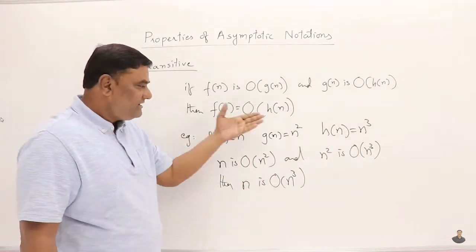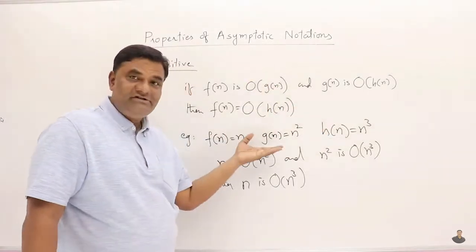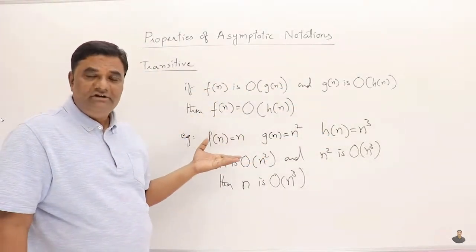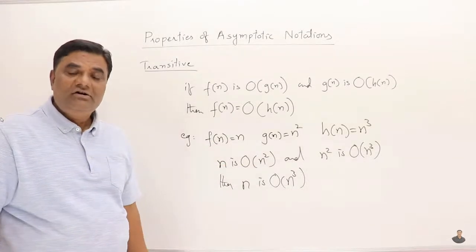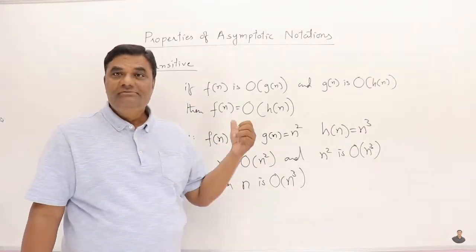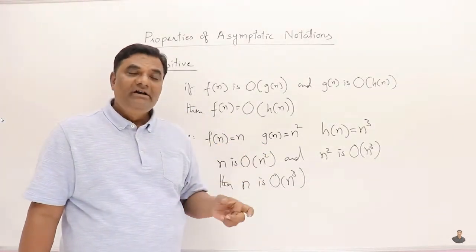So when g of n is an upper bound for f and h is an upper bound for g, then h is also acting as an upper bound for f. It's a simple thing. So the transitive property is satisfied in asymptotic notation for all three notations. I am showing only one notation, that is big O. That is true for omega and theta also.